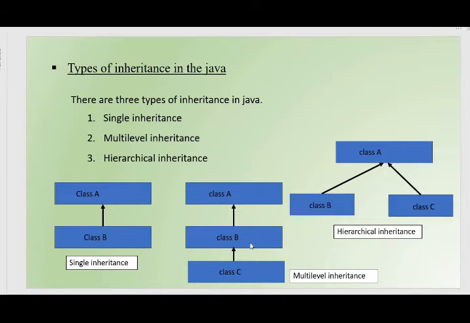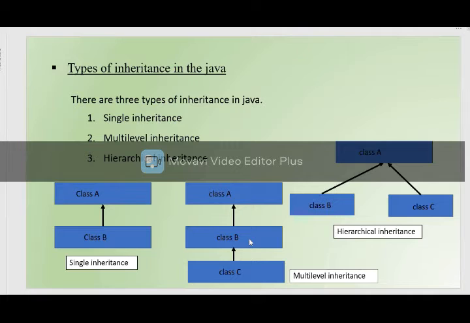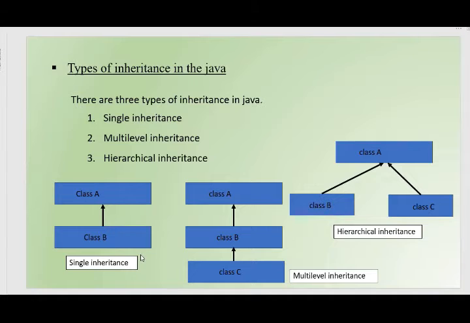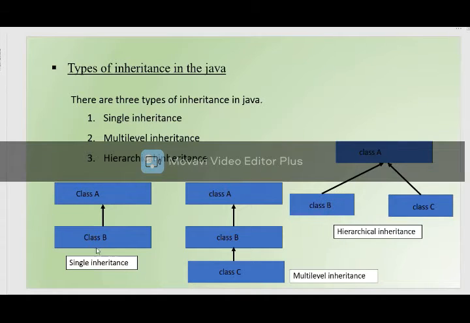Types of inheritance in Java. There are three types of inheritance. The first one is single inheritance, the second one is multi-level inheritance, and the third one is hierarchical inheritance. First we consider single inheritance. Class A, class B, there are two classes. Class A is the superclass and class B is the subclass. The subclass gets the attributes and methods from class A.